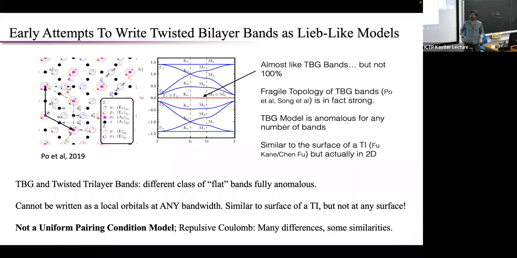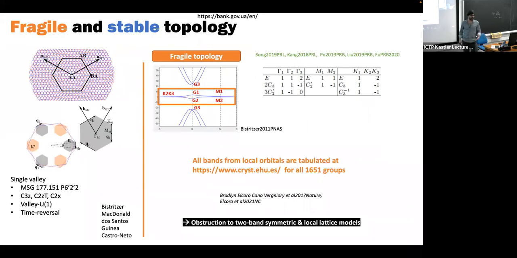Okay. So, twisted bilayer graphene. People have tried to write twisted bilayer graphene as a Lieb model, by just adding made up orbitals in places. It turns out that it's not possible if you want to keep the symmetries, at least of these continuum models, i.e. Bistritzer-MacDonald, et cetera, models. And that's not possible because the model is fully anomalous, actually. There was a controversy about whether the topology is fragile or stable. It turns out it's stable.